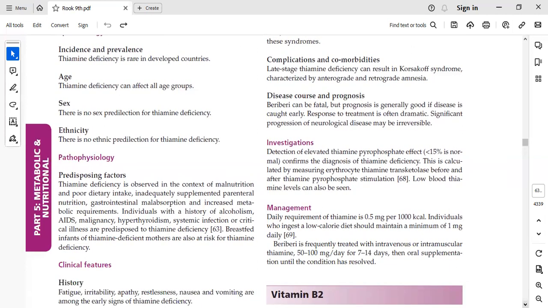Now, how do you investigate a patient with thiamine deficiency? You assess the erythrocyte transketolase activity. You assess the transketolase activity before and after administration of thiamine pyrophosphate. And if there is an increase in the thiamine pyrophosphate effect, then this means that there is deficiency of thiamine.